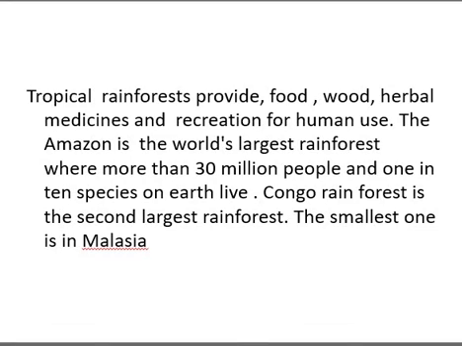This is the function or importance of the tropical rainforest. These tropical rainforests provide food, wood, herbal medicines and recreation for human uses. The Amazon is the largest rainforest in the world, where more than 30 million people inhabit, and 1 in 10 species on the earth live there. The Congo rainforest is the second largest rainforest. The smallest one is in Malaysia, in Kuala Lumpur. So these are the greatest, moderate and smallest rainforest examples and their locations in the world.